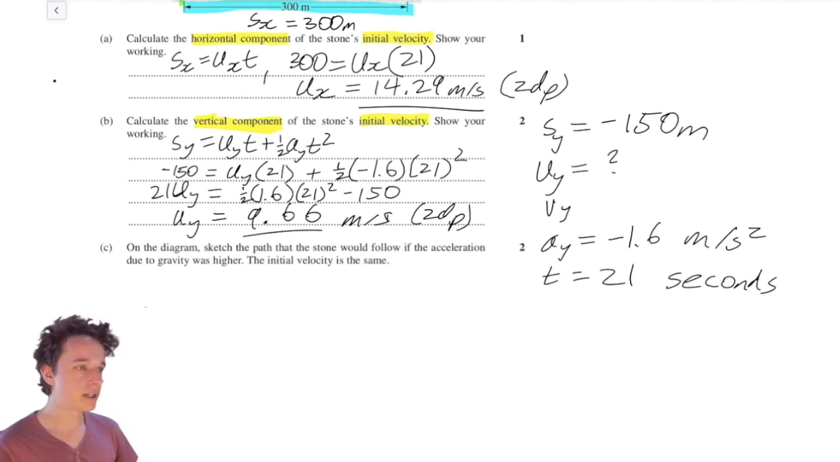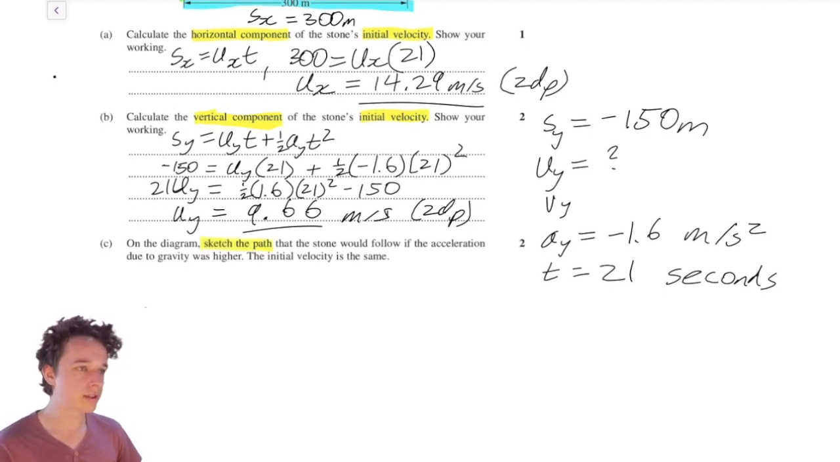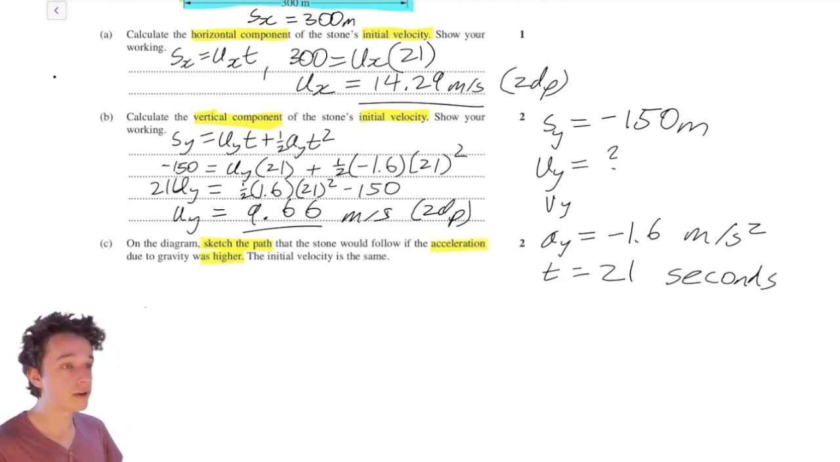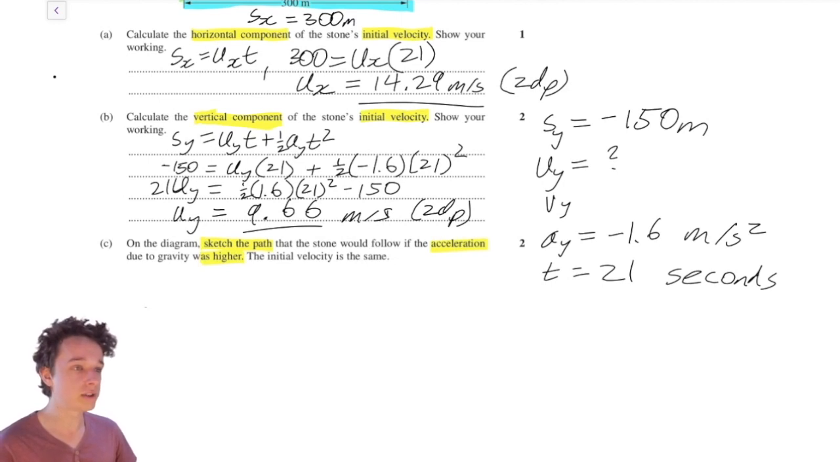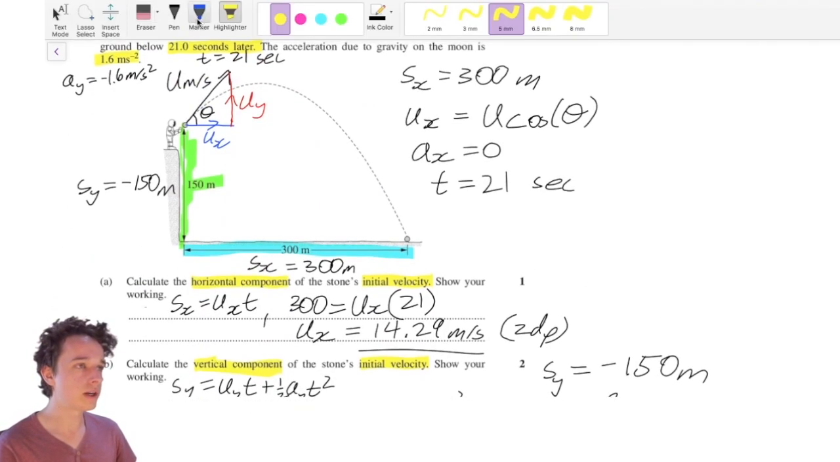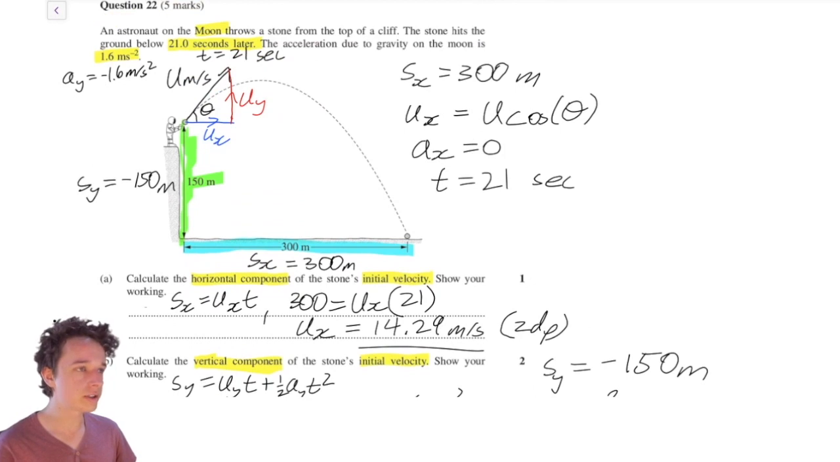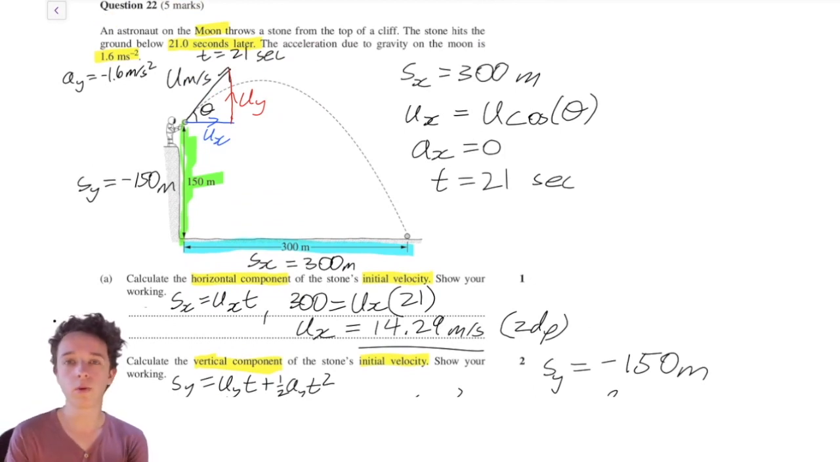Underline that. Part C, on the diagram, sketch the path that the stone would follow if the acceleration due to gravity was higher. So if the acceleration due to gravity was more powerful, the initial velocity is the same. Okay, well, that's pretty easy. You can think about what would happen if there was no acceleration. Well, it would just go off in that direction there. It'd just keep flying off to infinity.